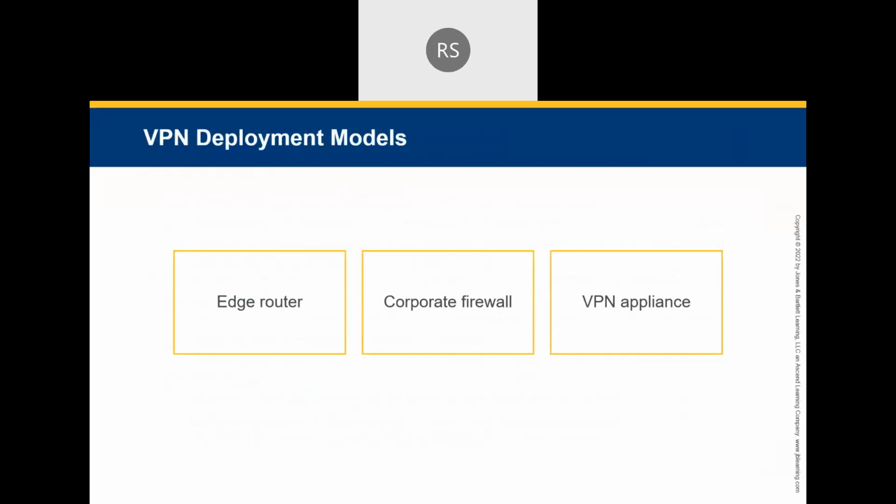Now, VPNs can also be integrated into corporate firewalls, and this is for a comprehensive security approach. So the firewall acts as an additional layer of protection while managing the VPN connections. For the VPN appliance deployment, VPN appliances are specialized devices designed for VPN functionalities. They offer a dedicated solution for secure network connections. So these appliances often come with a simplified management interface, and it makes that VPN deployment more streamlined.